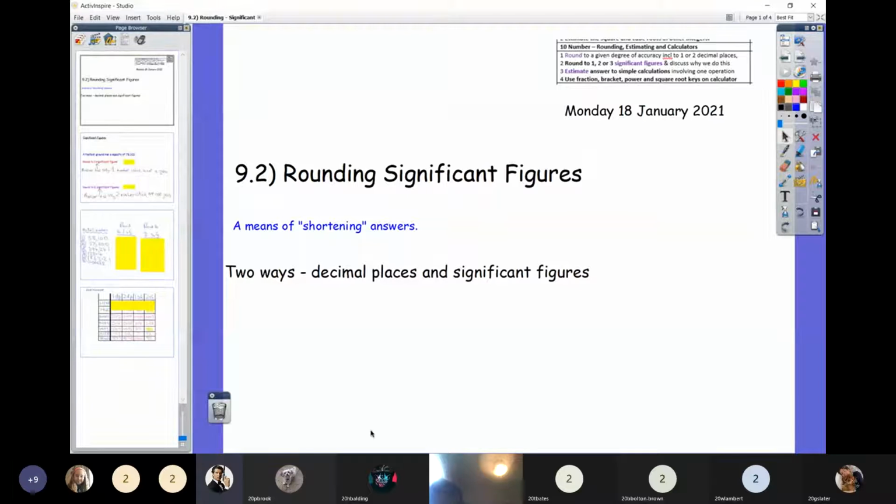So let me have a quick look. 20 out of 20, all the way down. So fabulous effort. So well done, everybody. So rounding to decimal places is one way of rounding answers.